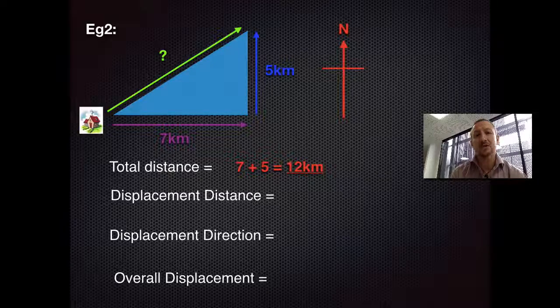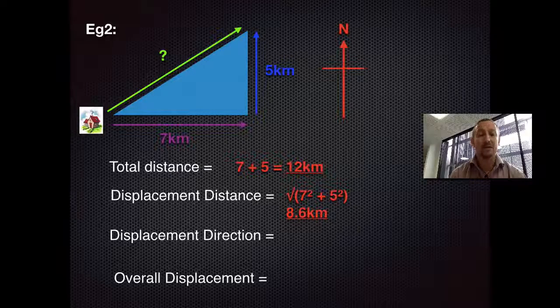So in order to do this, we've got a right angle triangle, so I use Pythagoras. Pythagoras basically is a squared equals b squared plus c squared. So I've got my two vertical and horizontal components. So it's the square root of the squares of those two lines. So it's the square root of 7 squared plus 5 squared, which gives me a total displacement distance of 8.6 kilometers. That's the green line.